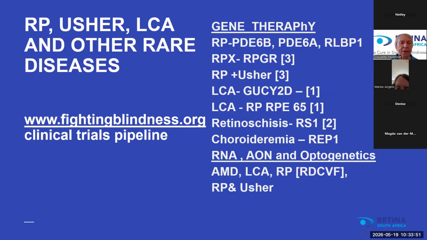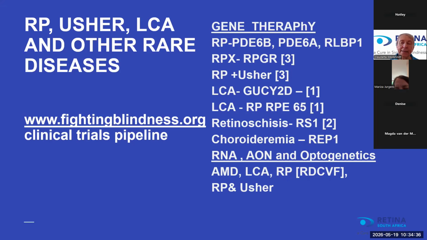So for RP, Usher's, LCA, and other rare diseases, for gene therapy, we've got RP, the 3 different gene types, PDE6B, 6A, and the RLBP1 gene. Those are all in clinical trials. For X-linked RP, luckily there are not that many gene variations. There's only a couple of genes that cause X-linked RP, and one of them is the RPGR gene. There are 3 different clinical trials testing gene therapy. But remember, for RP, there are over 100 genes causing different forms of RP. So it's quite a big challenge for researchers.